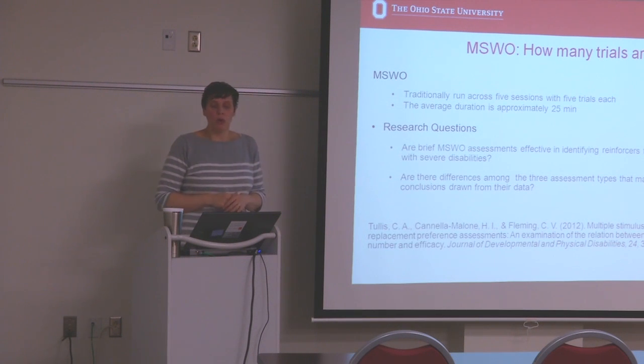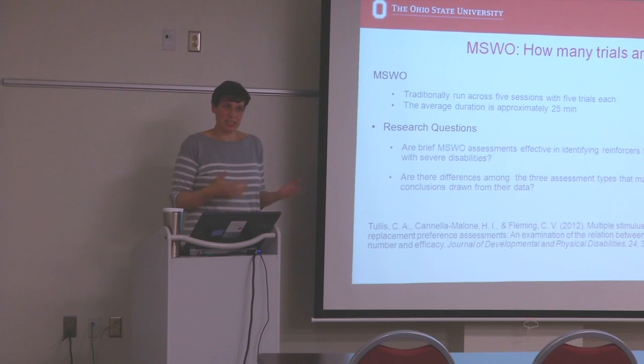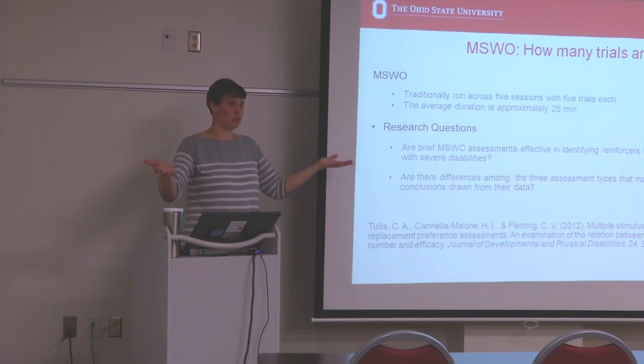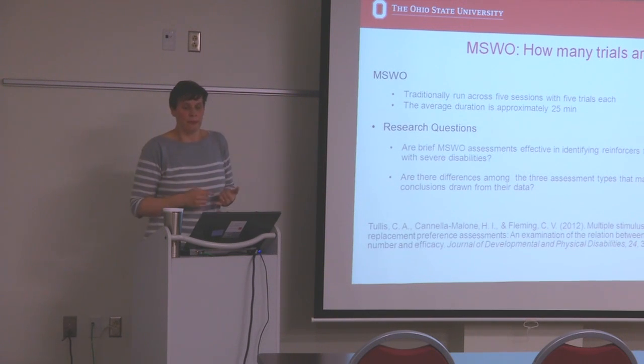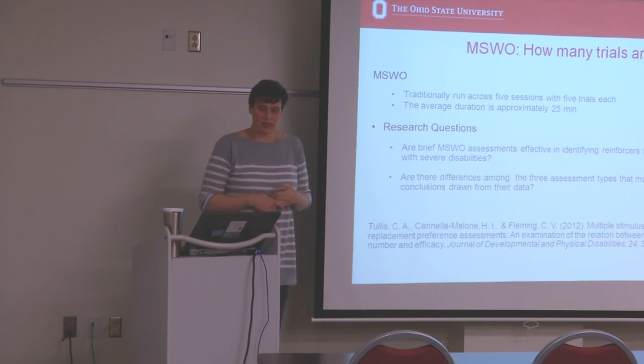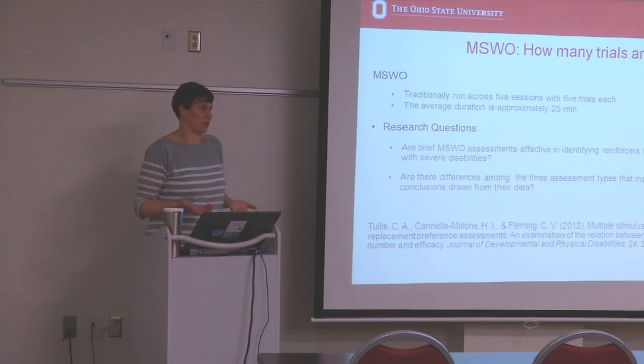Okay. One question that we came up with was, okay, well, what if we did this in one session with one trial? Right? We sit down and we say, here's your array, choose, and they choose from the items. We take that single rank ordering. Does that identify a good rank in which the top ranked item actually serves as a reinforcer? I know we wanted to know, are there differences that are going to affect our conclusions?